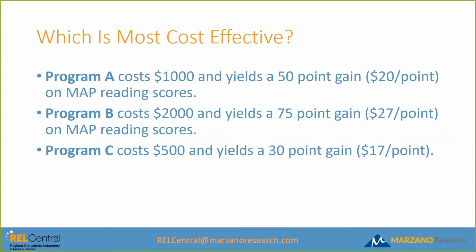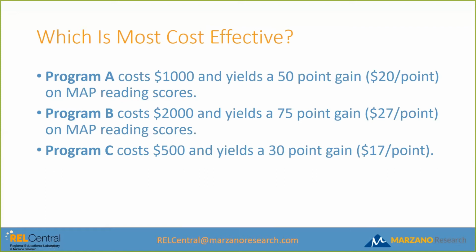Okay, so which is the most cost effective? If we look at program A at $1,000 for 50 points of gain, that comes to $20 per point gained. Program B with the whopping 75 points gained costs $27 per point gained. And then program C at a cost of $500 yields a 30-point gain, or $17 per point. So the correct answer was program C. That is the most cost-effective because it's the least expensive for every point gained on your reading scores.